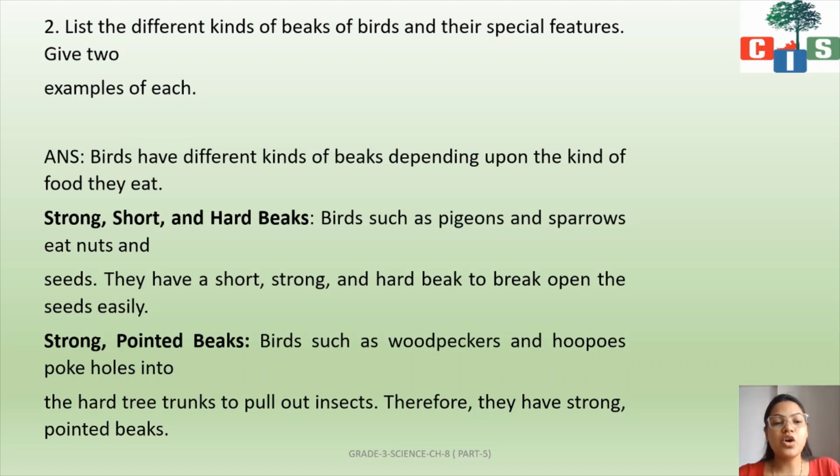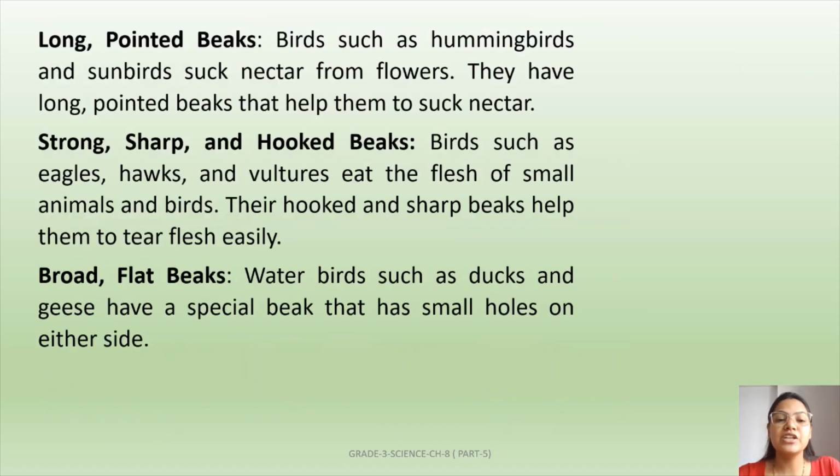Then it is strong and pointed beak. So woodpeckers and hoopoes, they have to make a hole in the trunk of the tree to pull out the insects. That's why they need a pointed and sharp beak. Then it is long and pointed beak. So who has a long and pointed beak? Hummingbird has. Yes, because they have to suck the nectar from the flowers.